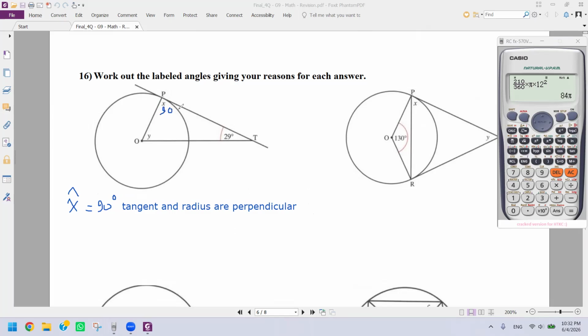Now, X is 90, this is 29. How do I find Y? I know that the sum of the angles in the triangle is 180. So how do I find Y? You do on the calculator, 180 minus 90 minus 29. If you subtract these two angles, it's 61. Y is 61 degrees. You can say that angles in the triangle add up to 180.